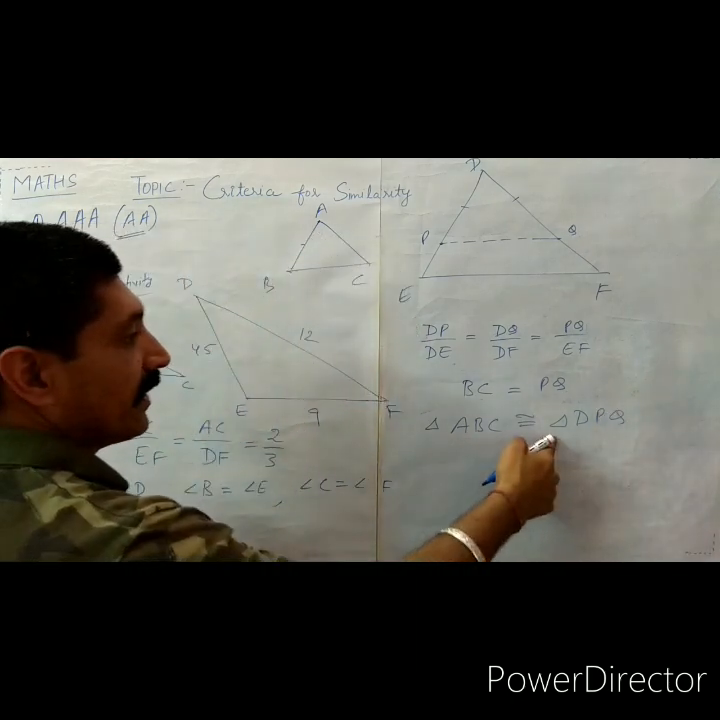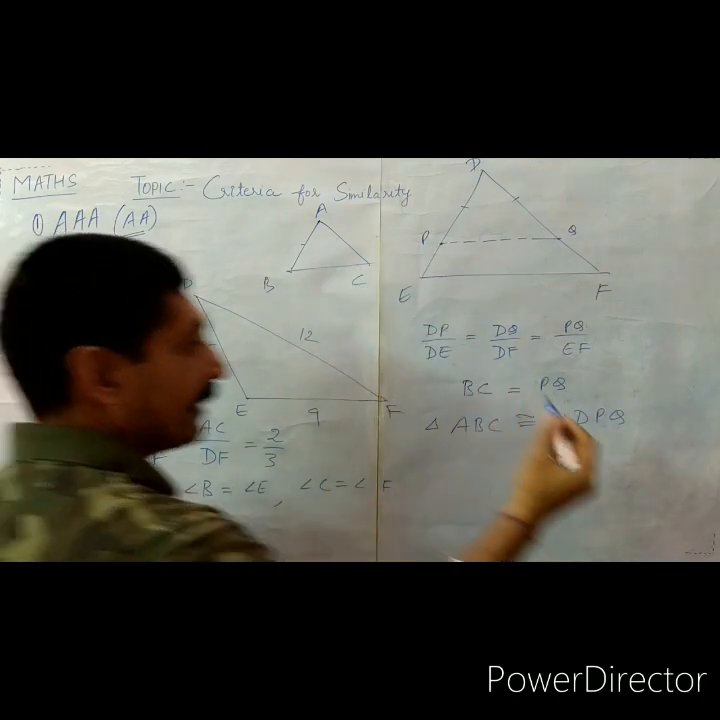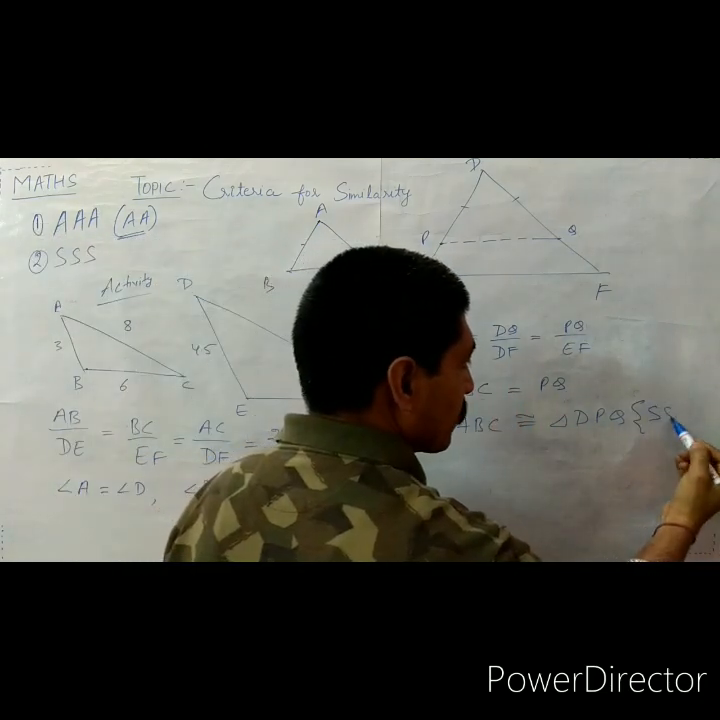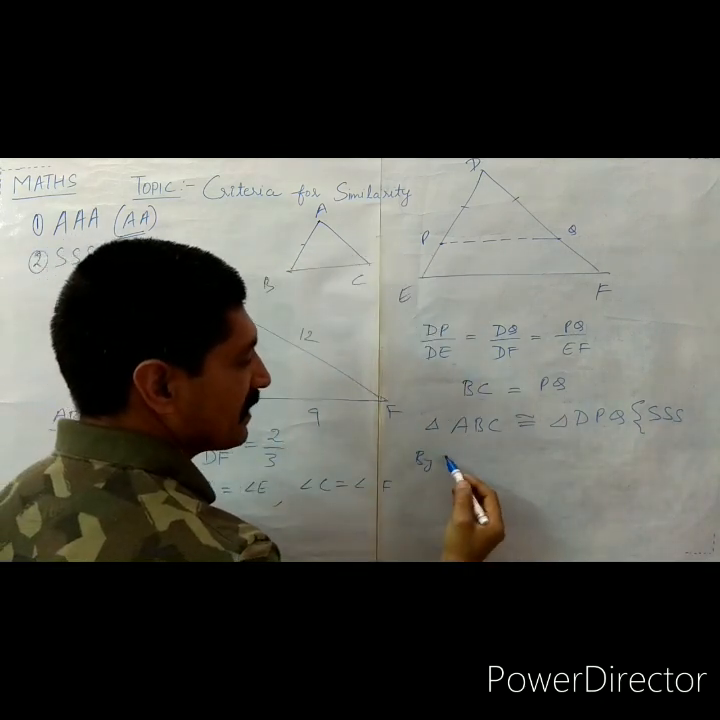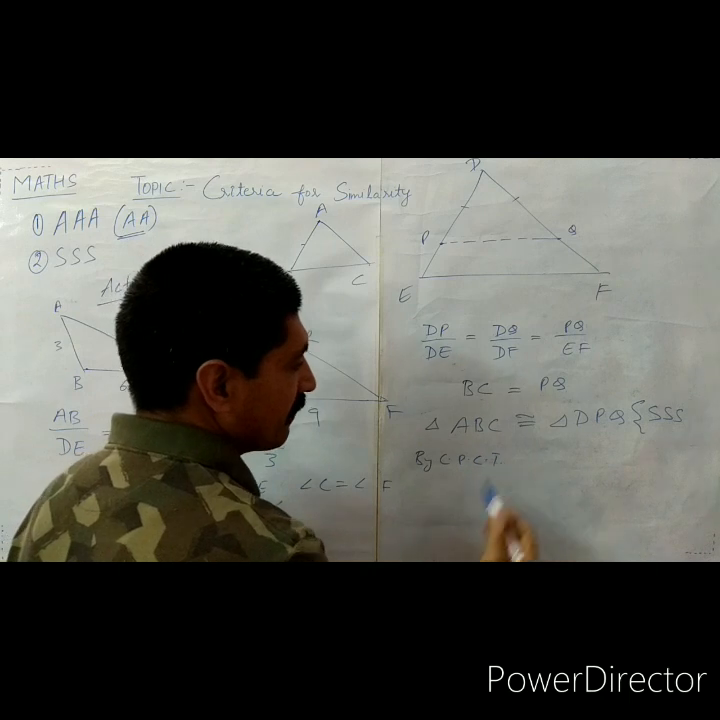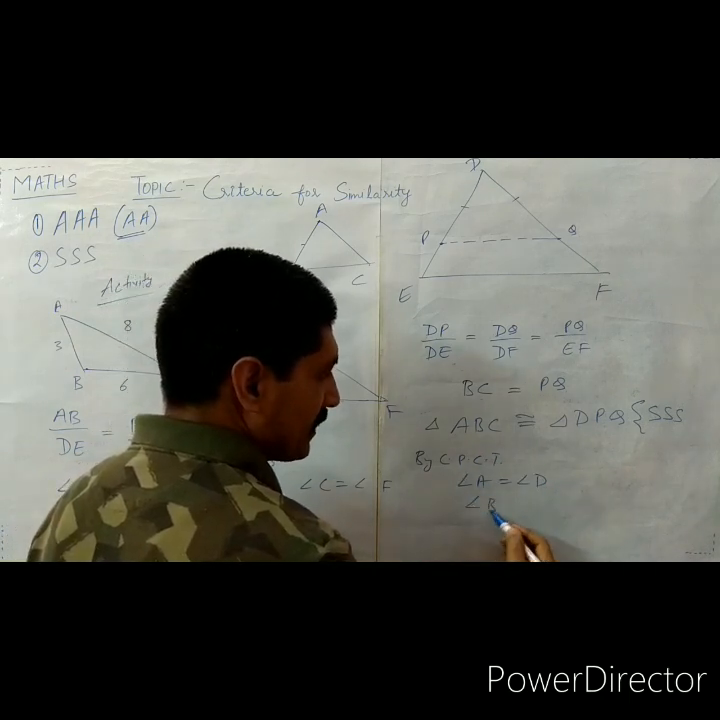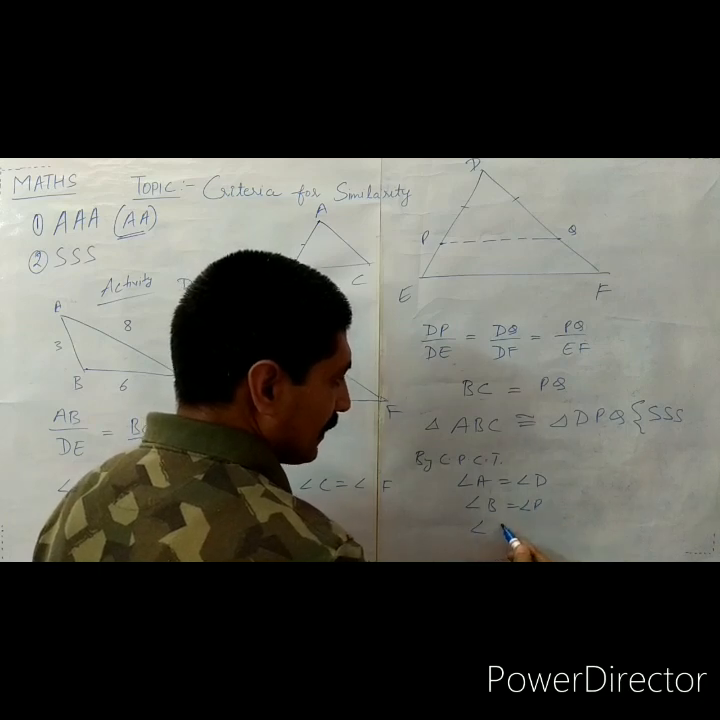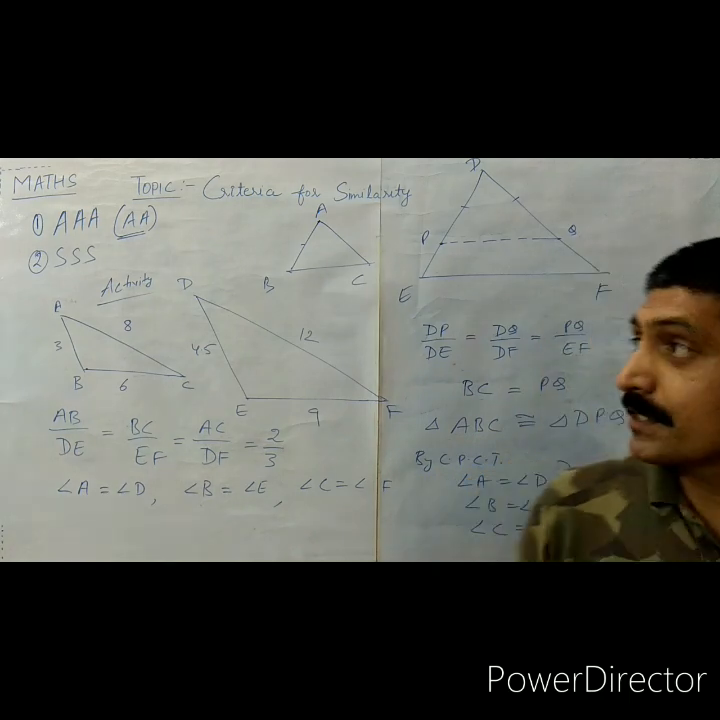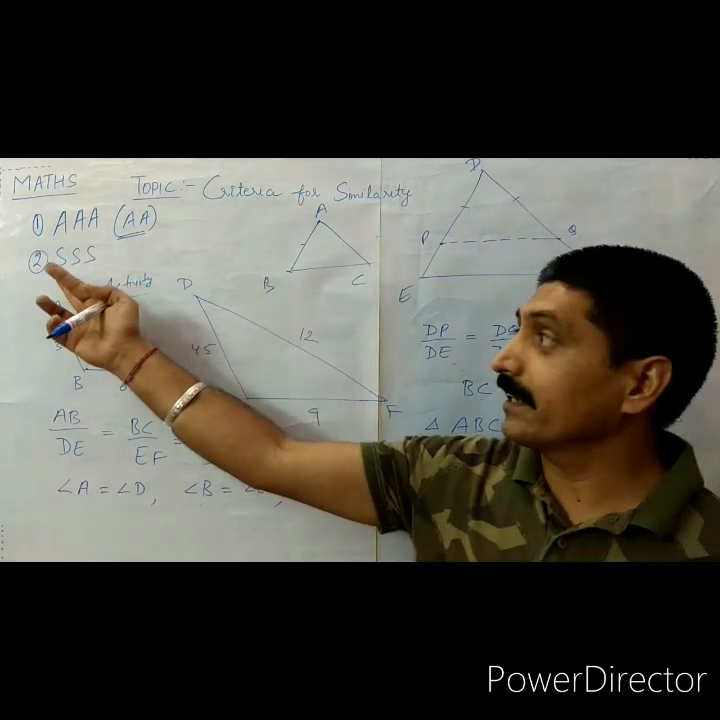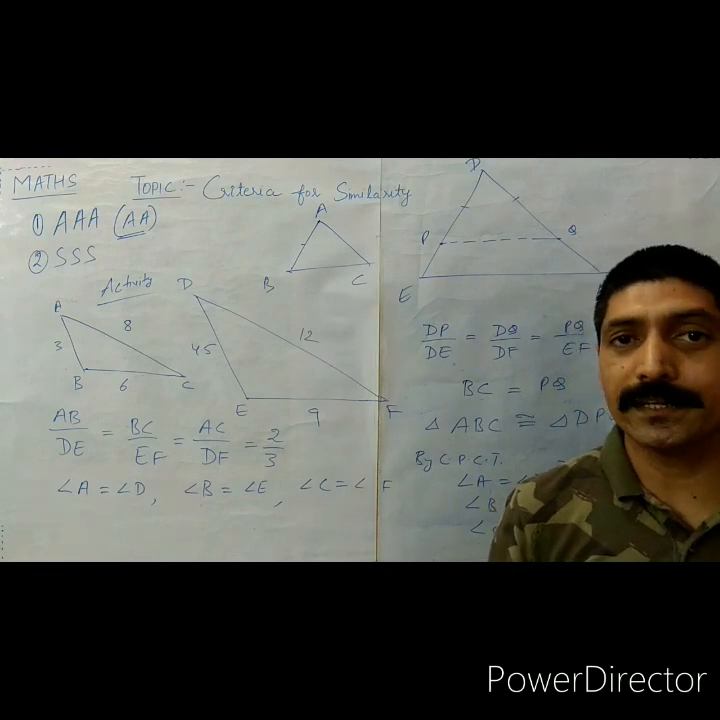Once these two triangles are congruent, why are these congruent? By the side rule of congruence, and by CPCT we have angle A equal to angle D, angle B equal to angle P, and angle C equal to angle Q. So this is the second criterion, that is the side criterion for the similarity of two triangles.